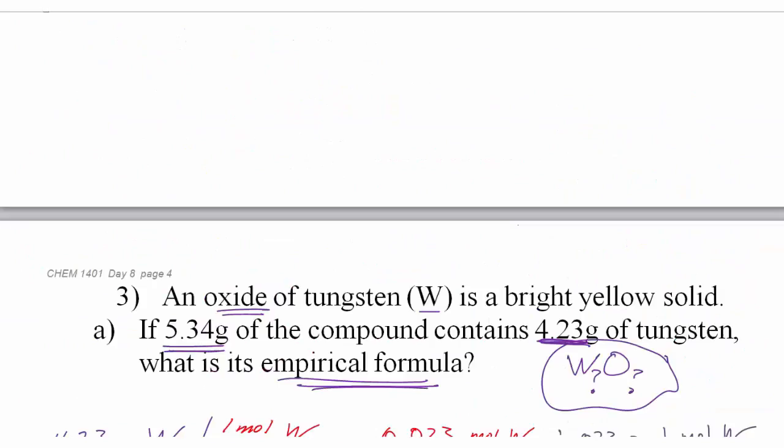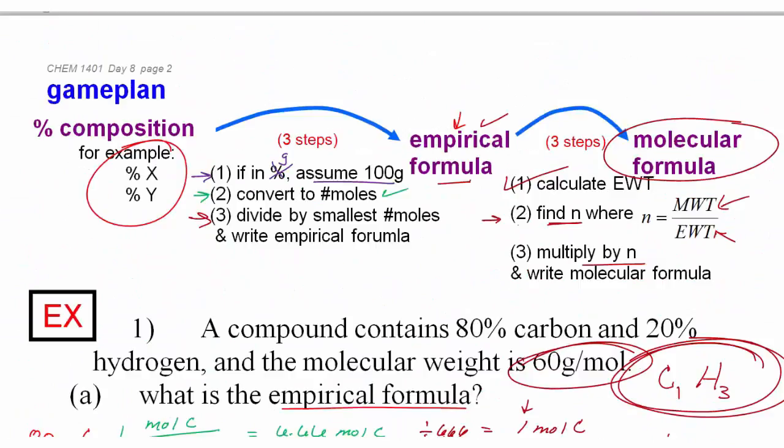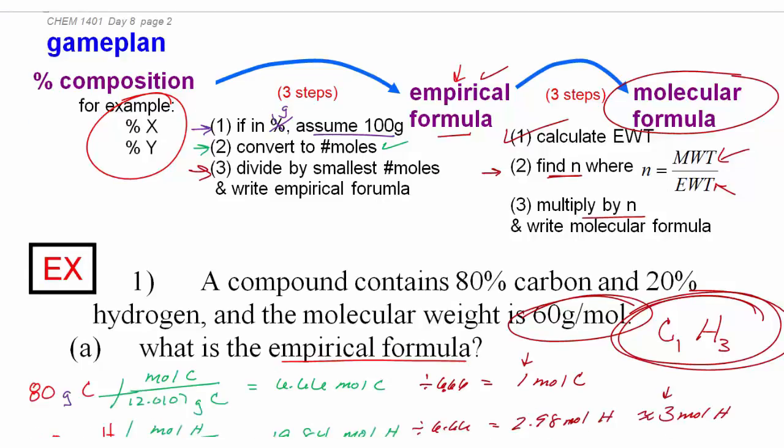Okay, so what we are working on today is this game plan. We're starting with percent composition, and we're working our way all the way to molecular formula. So just remember a few things. One is empirical formula is the simplest ratio of the elements in the molecular formula. Good luck.